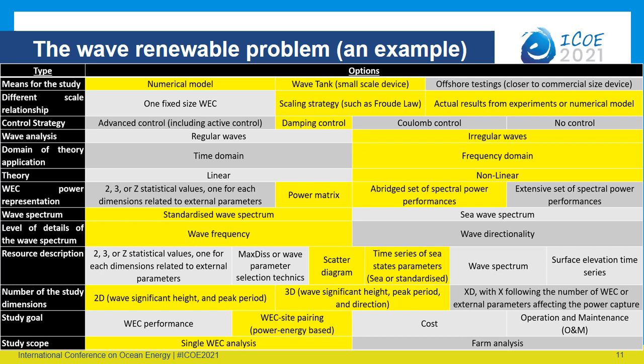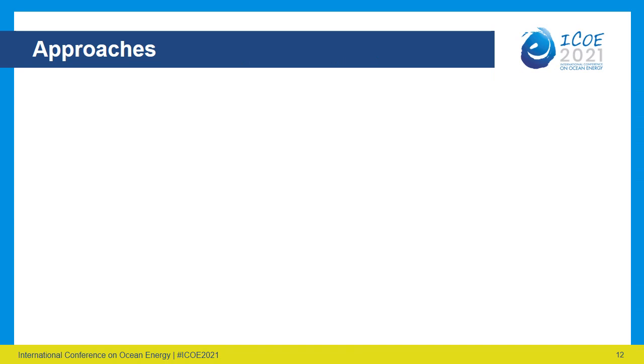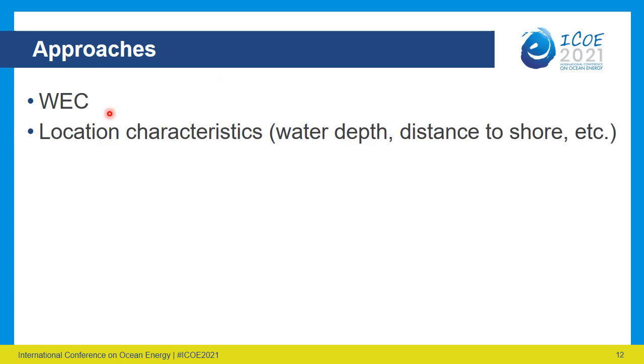And we are also looking at scaling strategies. So now the objective is to simplify all of this and to elaborate a method for WEC and location pairing. Overall, two elements are necessary: which WEC for which location. And in fact, the location characteristics will already have a filtering effect on WECs.